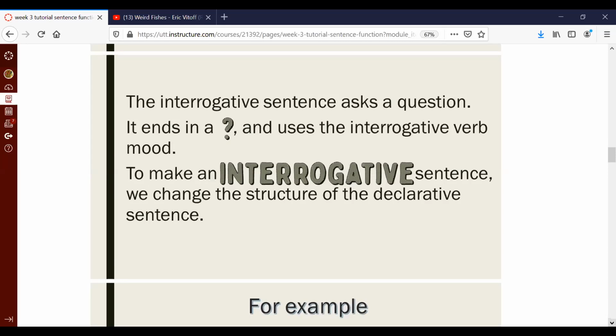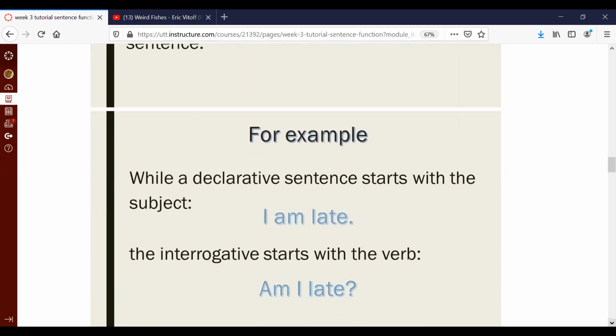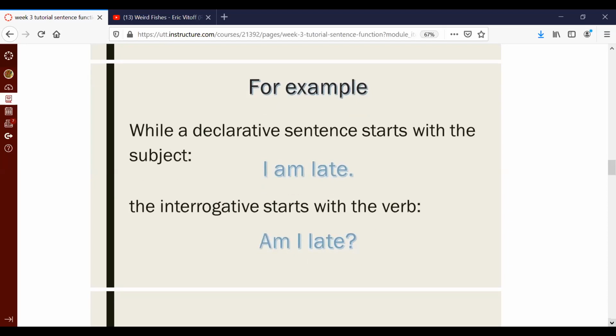The interrogative, like we said, is used to ask a question. This always ends in a question mark. And we change around the structure from a declarative sentence to make an interrogative sentence. So for example, a declarative sentence would be, I am late. The interrogative starts with the verb: am I late? In verbal communication, how we play with our pitch and tone will indicate whether it's a declarative sentence or an interrogative sentence. However, in writing, especially formal writing, we have to rely on the syntax.